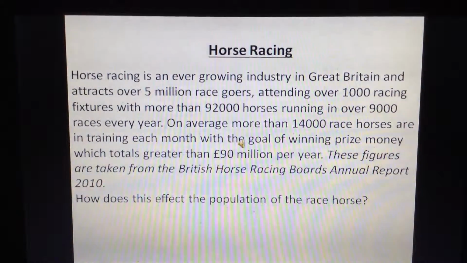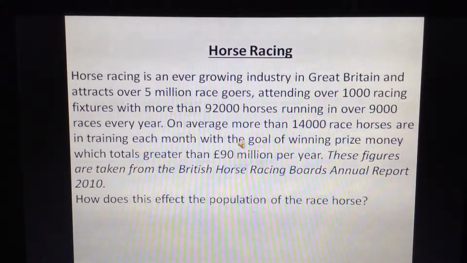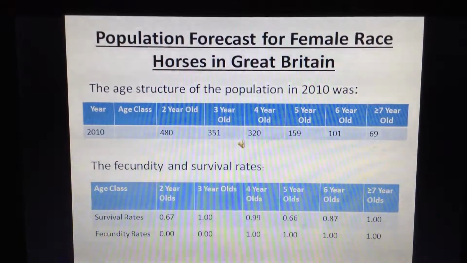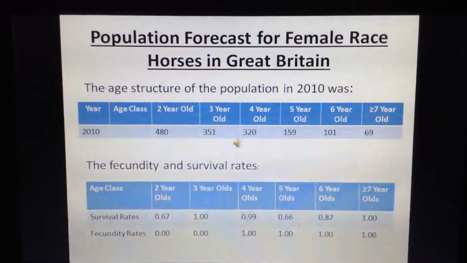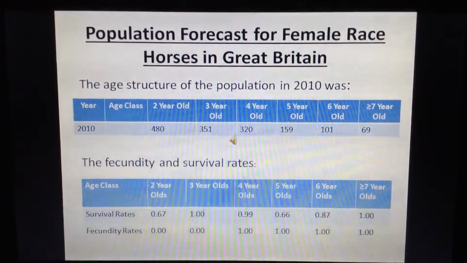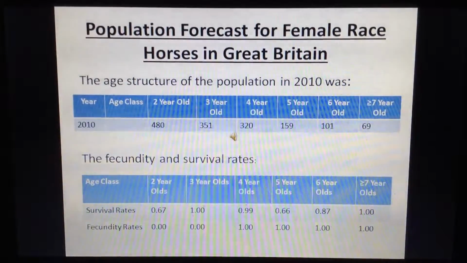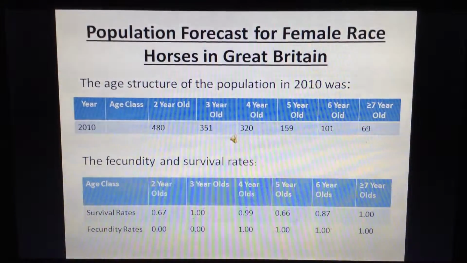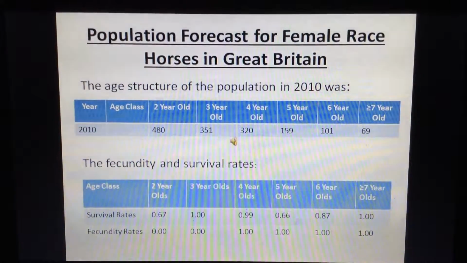How does this affect the population of the racehorse? The initial age structure of a female racehorse is used alongside the Leslie matrix to forecast future population. The Leslie matrix is formed using the survival and fecundity rates. As female racehorses are not mature until they are 4 years old, the fecundity rates for 2- and 3-year-olds will be 0.